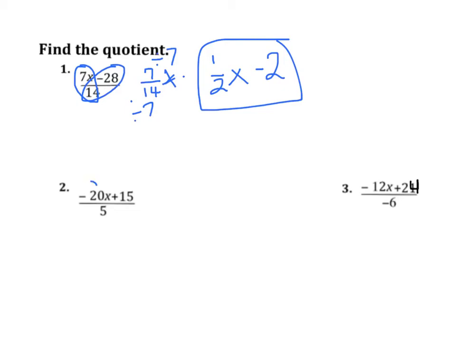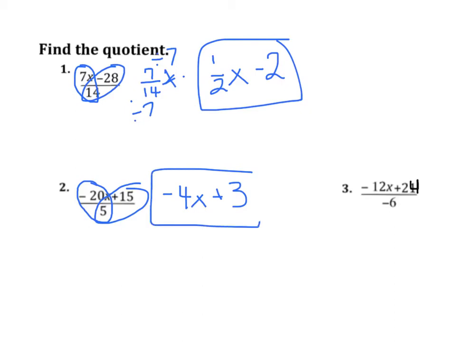All right, our next one. I've got negative 20x, and I've got 15 all over 5. Negative 20x, negative 20 divided by 5 is going to give me a negative 4x. And then 15 divided by 5 is going to give me a 3. So I have negative 4x plus 3.